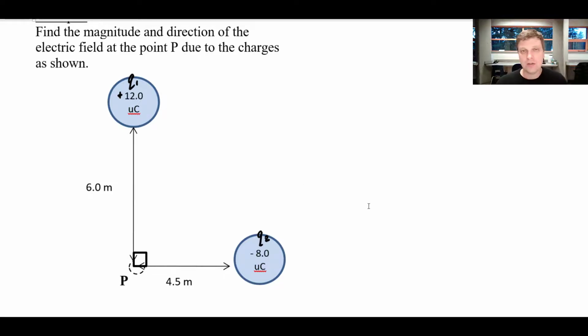So again, I'm going to use the same idea here. I just have to work in 2 dimensions. And so I'm going to find the individual fields, and then I'm going to add them up and see what my total is.